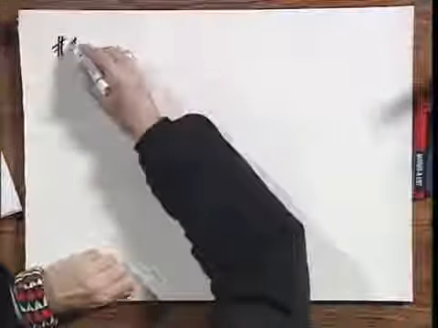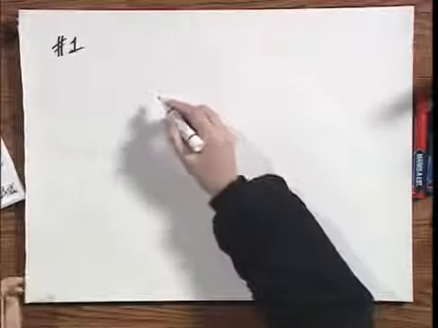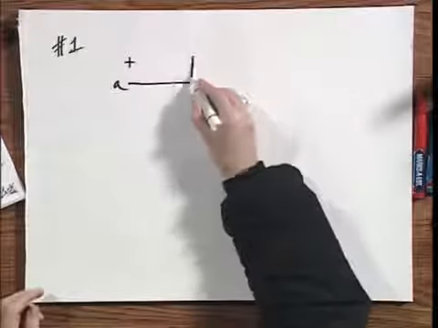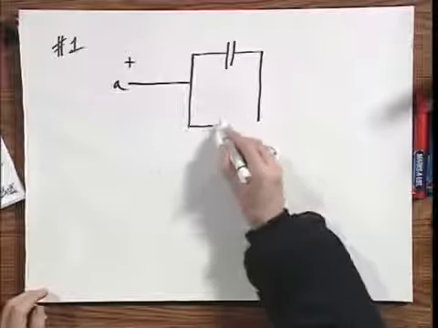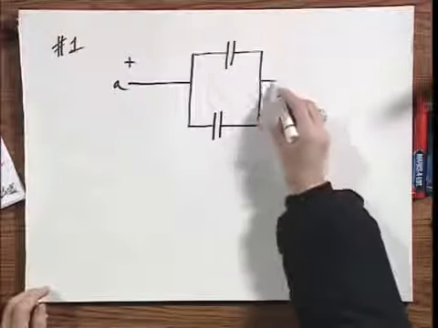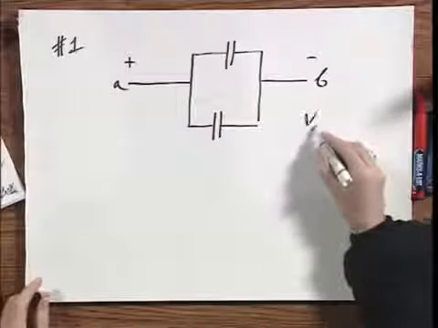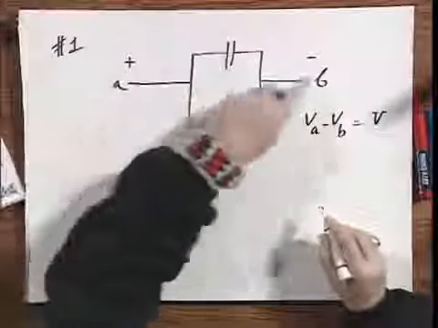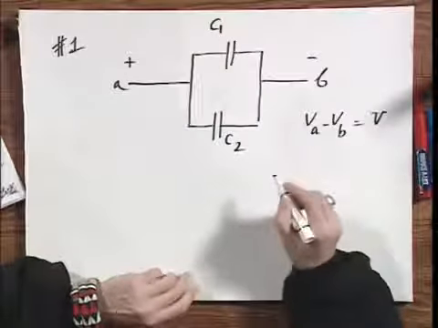Let's start with problem number 1. And I have a little introduction to problem number 1 that I want to start with. If I have here what we call a set of parallel capacitors, point A, point B, and VA minus VB, let's call it V, higher here than there. And this capacitance is C1 and this capacitance is C2.